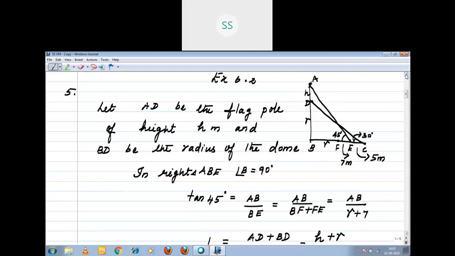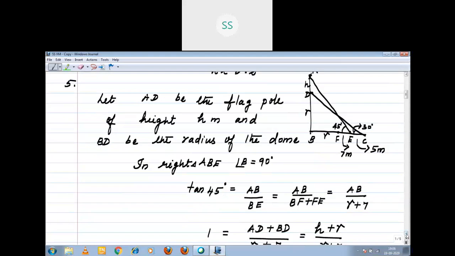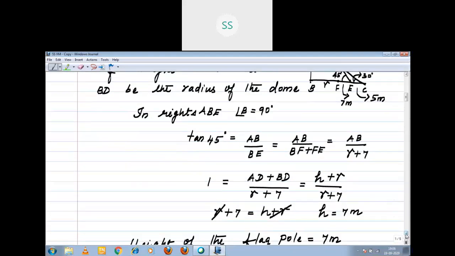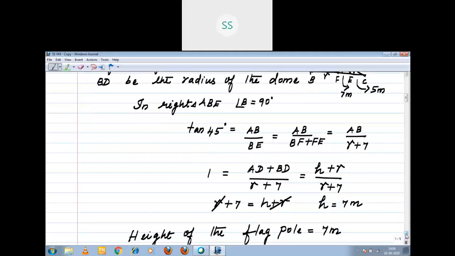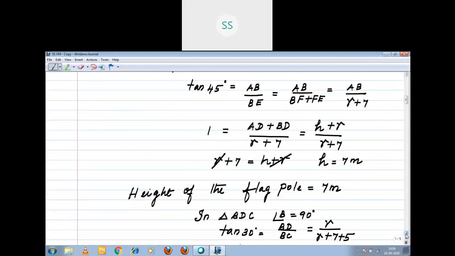In triangle ABE, AB divided by BE, where BE can be written as BF plus FE, or R plus 7. Then tan 45 degrees, whose value you know is 1. So 1 equals AB, which can be written as AD plus BD, that is H plus R. So what we wrote: R plus H divided by R plus 7. We arrived at the result that the height of the pole is 7 meter.